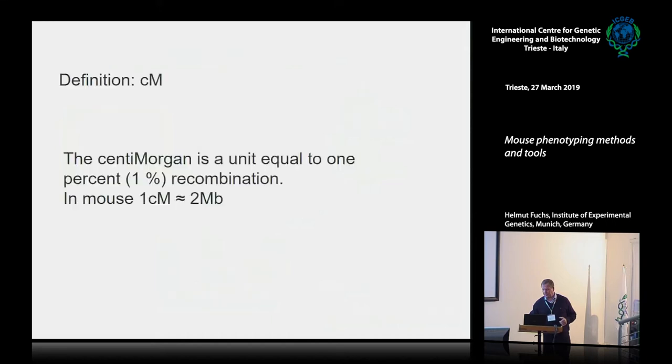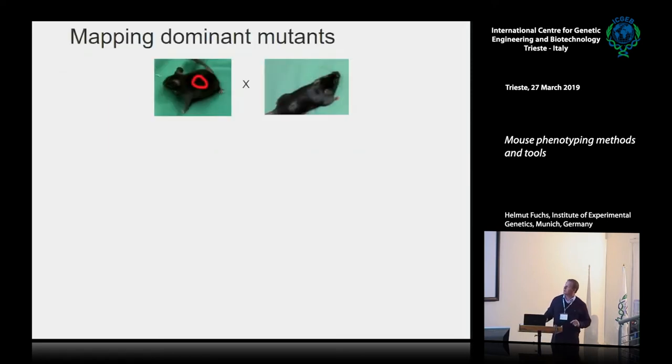So how to, maybe first a definition. For everybody who is not familiar with the term centimorgan, a centimorgan is a unit equal to 1% recombination frequency, and in mouse this means about a distance of 2 megabases. You mentioned that it was 1. I think in human it's 1, and in mice it's 2. Okay. Yeah.